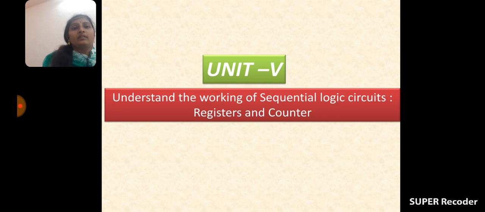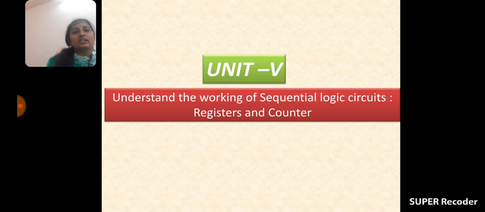In our last class we discussed flip-flop. What is meant by flip-flop? It is a bistable multivibrator. And why is it called a bistable multivibrator? It consists of two stable states. What are the two stable states? One is flip and the other one is flap.